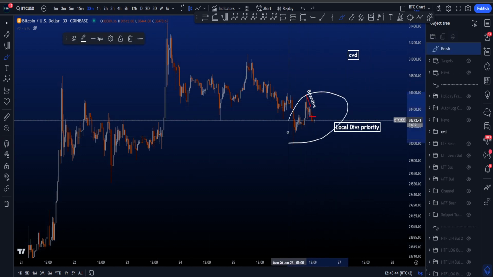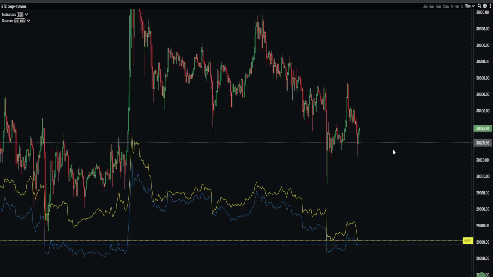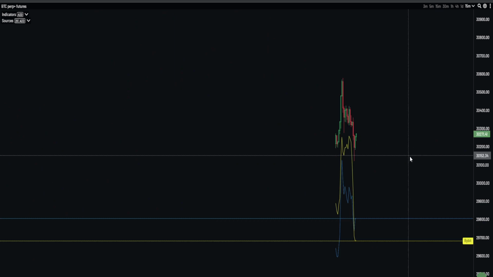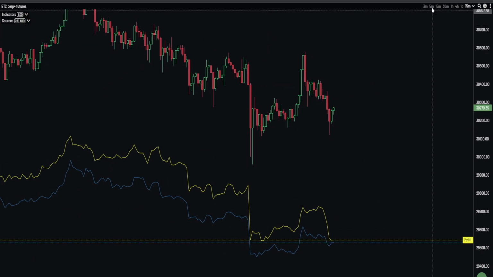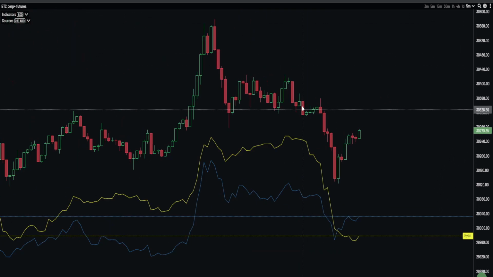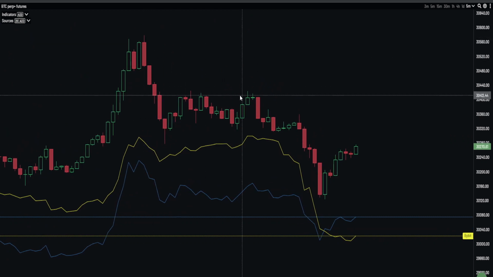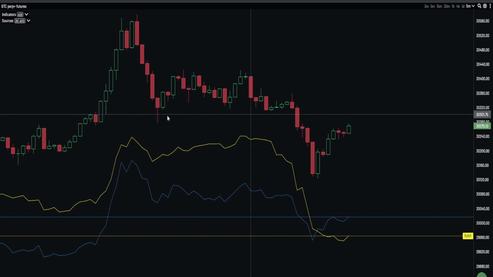So I prefer to see some bullish local CVD divergences, where if we then go to the CVD chart, and I quickly refresh it, 15-minute over here. Let's first go to the 5-minute. You can see the bearish CVD divergence over here. Lower high in price, but on the yellow line, higher high on the CVD. Bearish divergence already played out as price took this low.